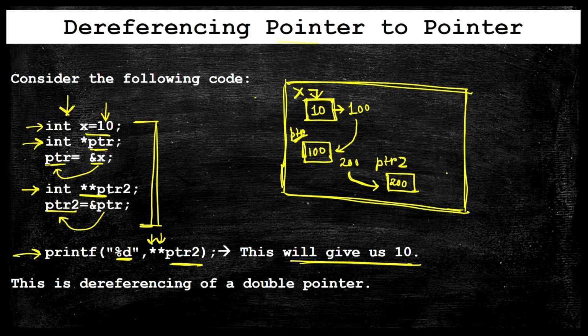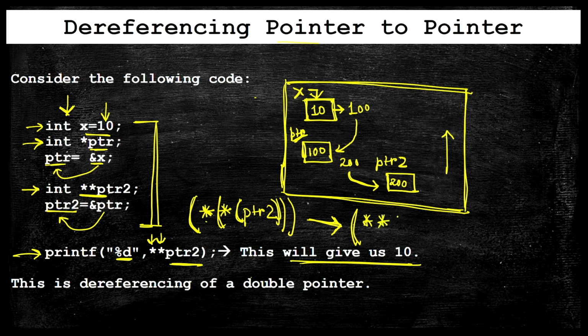Now let's dereference it. Let us go backward. So this is star star ptr2. Let's bracket it one by one: star, then star ptr2 inside, and the entire thing. Let's resolve this bracket. What is ptr2 having? ptr2 is having this 200. So let's write it this way: star, and here we will write star 200.